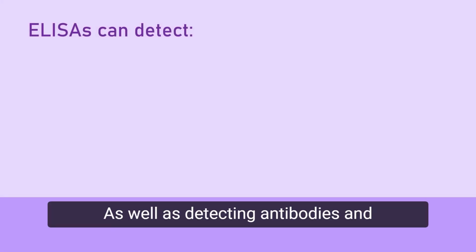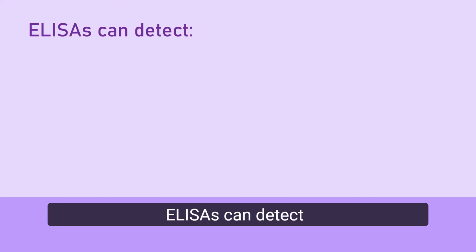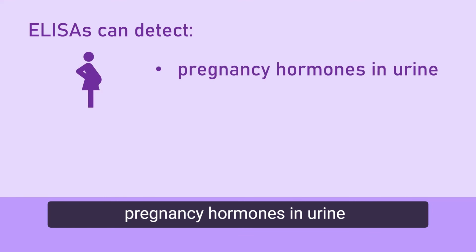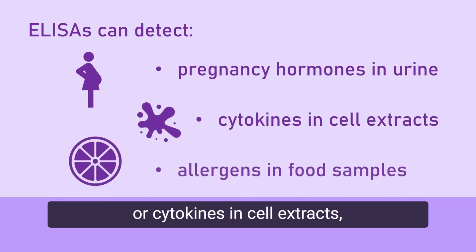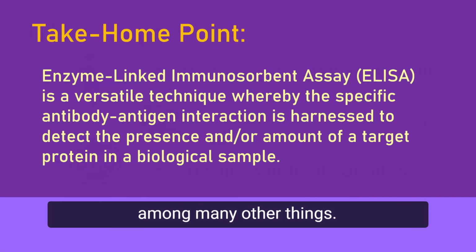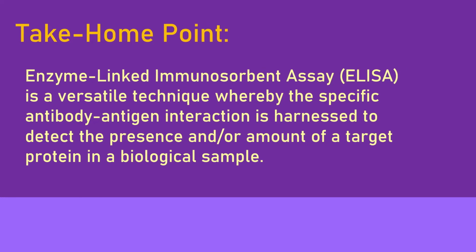As well as detecting antibodies and disease markers in serum samples, ELISAs can detect pregnancy hormones in urine, or cytokines in cell extracts, or allergens in food samples, among many other things. Enzyme-linked immunosorbent assay is a versatile technique whereby the specific antibody-antigen interaction is harnessed to detect the presence and/or amount of a target protein in a biological sample.